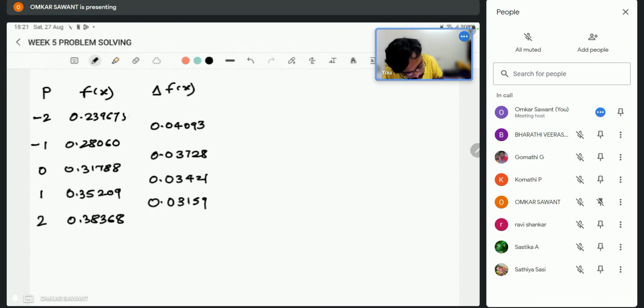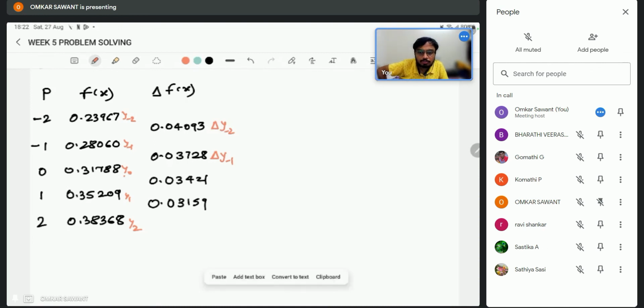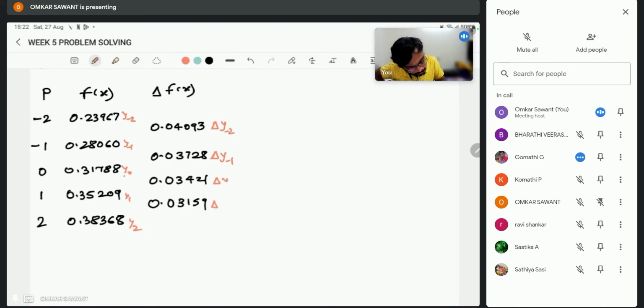Now just carefully listen to this. This is for y minus 2. This is for y minus 1. This is for y0. This is for y1. This is for y2. This first value will be for del y minus 2, because we have calculated in forward. Similarly for the next. The value below it, what will it be for? Anyone please tell me first. Yes, Ravi, Komati. This value is del y0 and this is del y1, right?